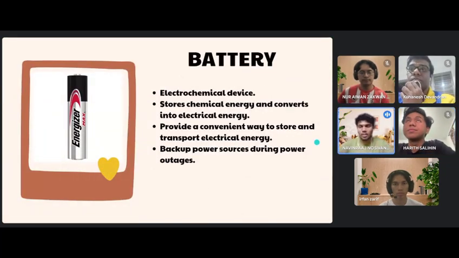I'll be talking about the function of the battery. A battery is an electrochemical device. It is a component that we use in our everyday life without realizing it is there in literally everything we use. It stores chemical energy inside and converts the chemical energy to electrical energy. It is the most convenient way to store and also transport electric energy anywhere, anytime. It's also a backup power source during power outages at home.